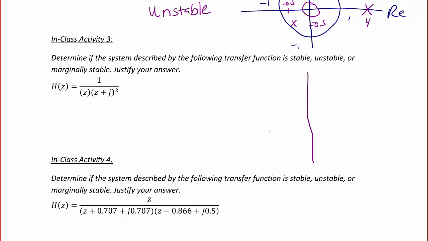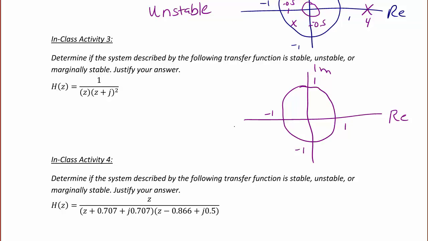Now let's try in-class activity 3. So once again, we make the z-plane. Here's the real axis. Here's the imaginary axis. Here's the unit circle. It's 1 over z times z plus j squared. So this one does not have a 0, but it does have a pole at the origin, and it has a repeated pole at negative j.